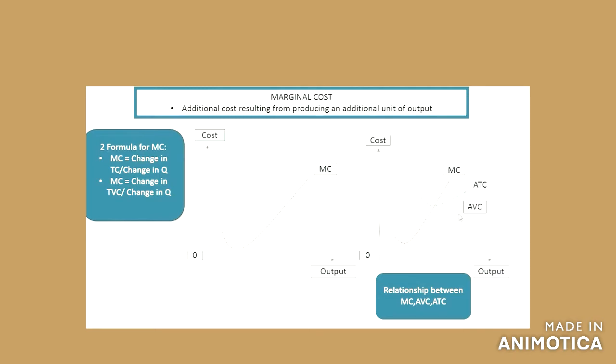The AVC will increase because when we produce more output, we have to pay more variable cost, so it will increase. So ATC and AVC have a combination, so this will be at the minimum. So this is also at minimum. So this is the loop.